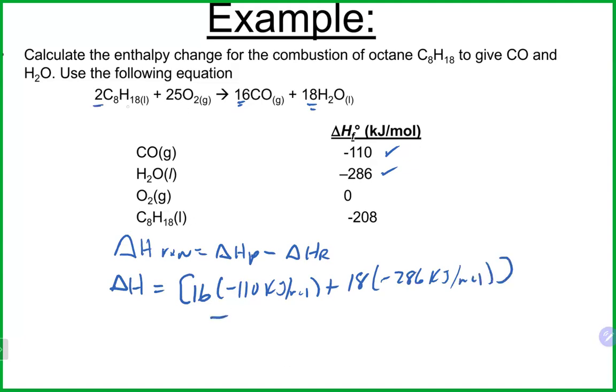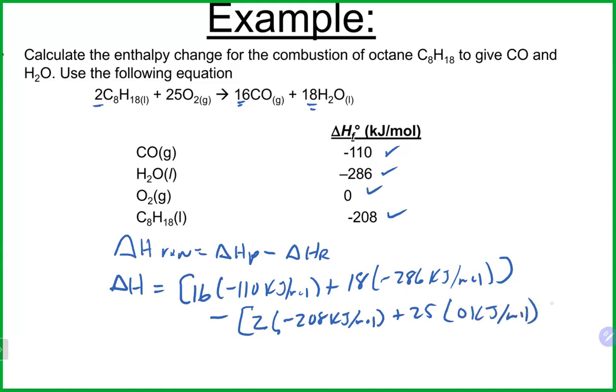Now we're going to go to the reactant side. Same deal. We're going to take 2 from the coefficient times the value there for our reactants. And we're going to add that to 25 times 0, basically, for our O2, which is also from the table. And again, if we do that, we will end up with 16 times minus 110 plus 18 times minus 286. Then we're going to subtract that from basically 2 times minus 208 and give us minus 6492 kilojoules.